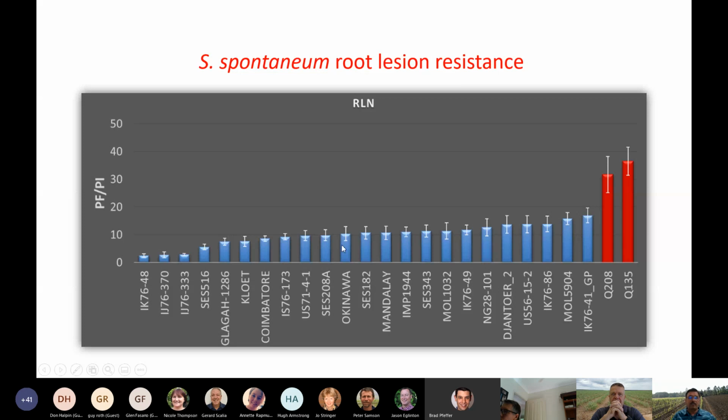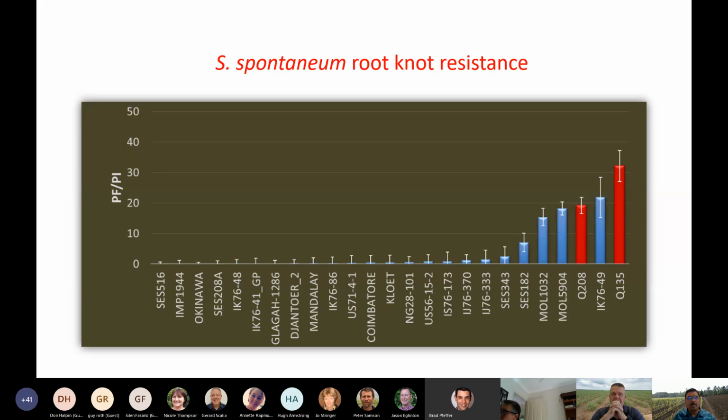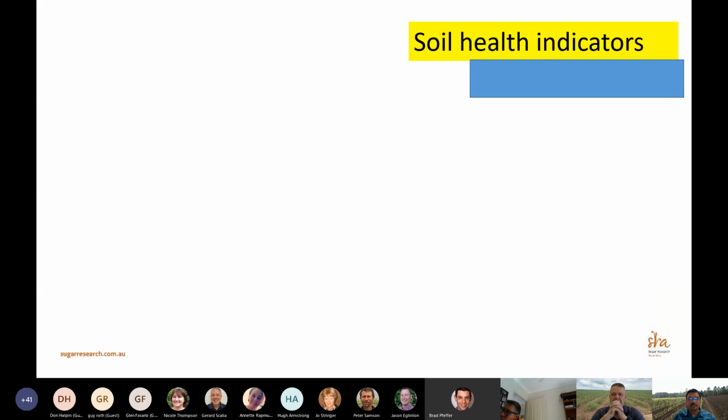So you can see that we have significantly higher resistance compared to the commercial clone in our Saccharum spontaneum population. But if you look at the root knot, most of them are actually immune to root knot nematodes. So I guess we see that there is hope. At least we can use them for future crossing.